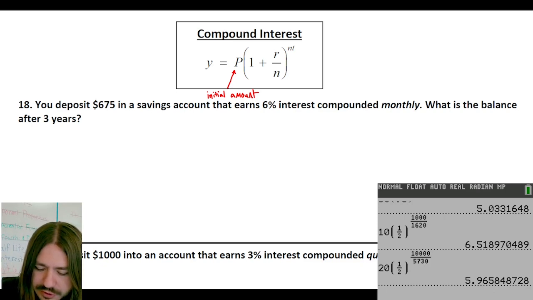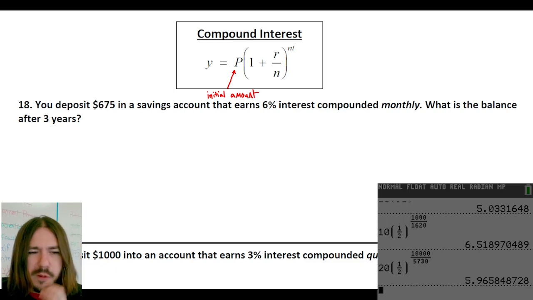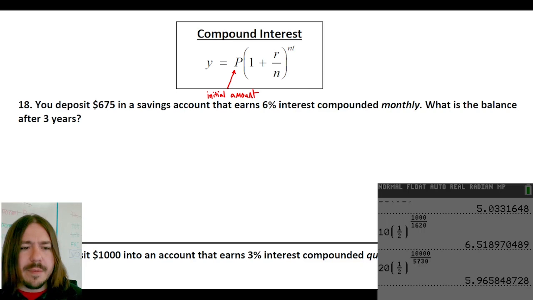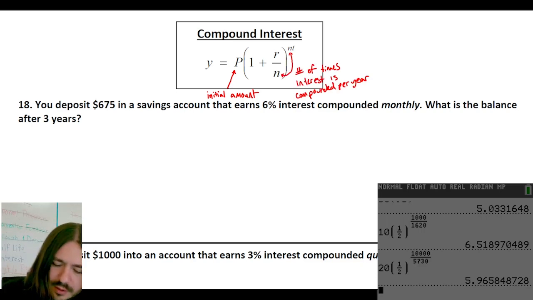N is going to be, and we see there are 2 n's in this formula, the number of times interest is compounded per year. So for instance, this one says it's compounded monthly, so there are 12 months in a year, so that n value would be 12. R is going to be the rate, and then T is going to be the number of years. That's like our X there.